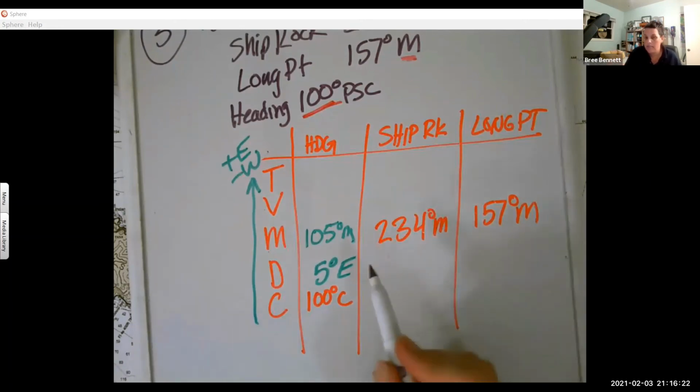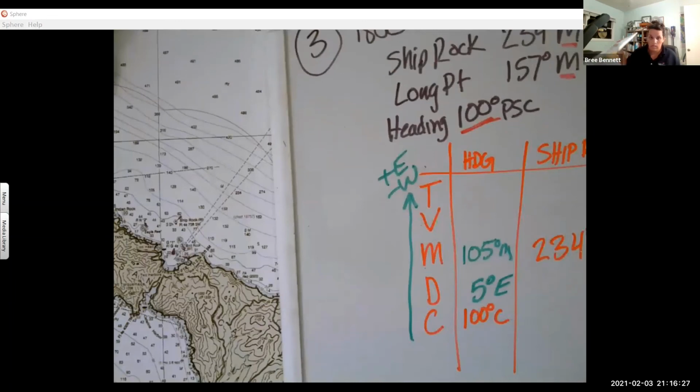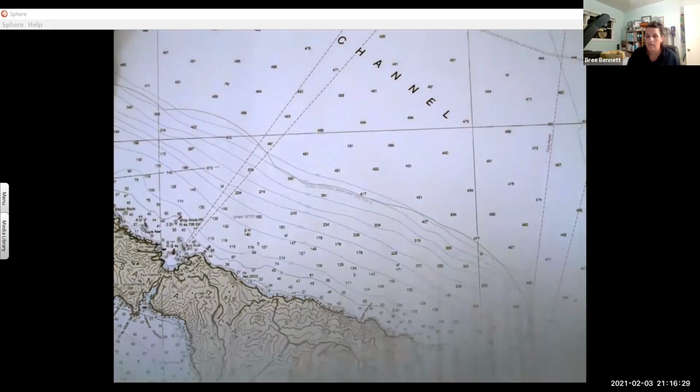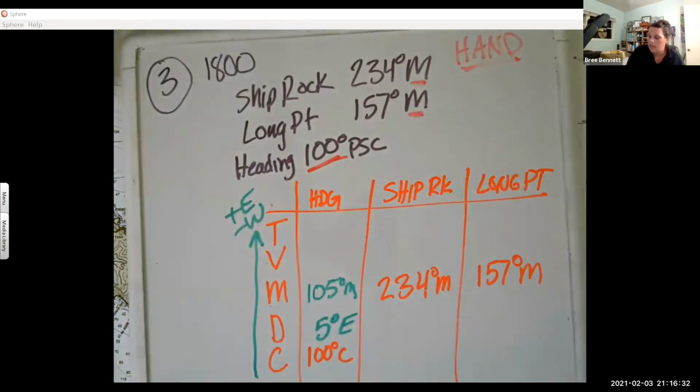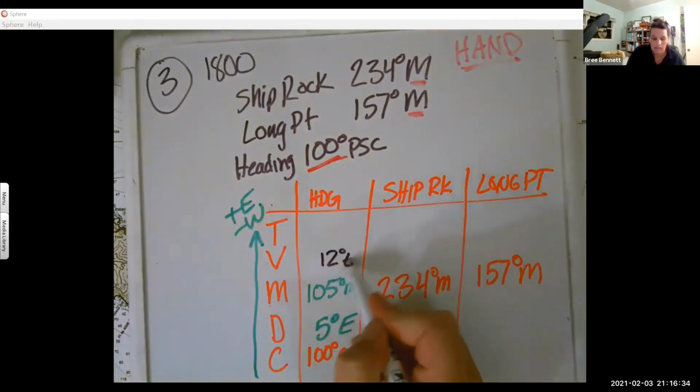Then I'm going to apply my variation that's on the chart. Where's my compass rose? It's 12 east.